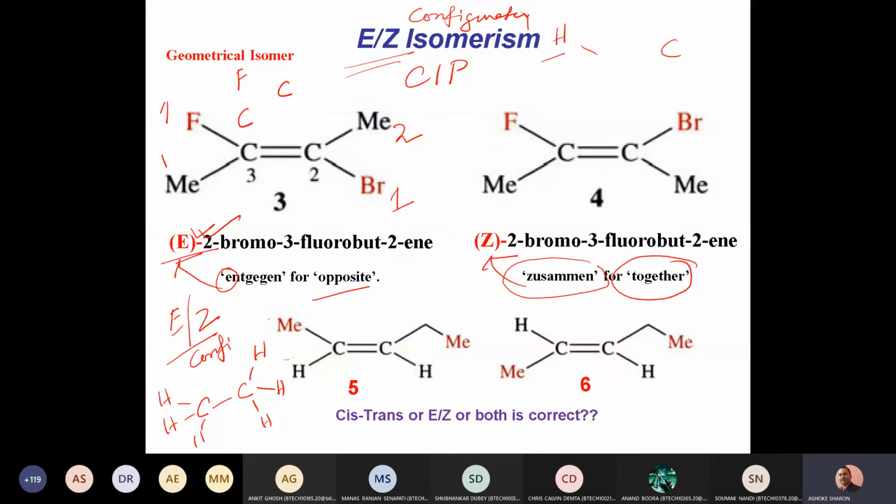So whether these two same priority groups, the first priority groups, are on the same side or the opposite side, that is exclusively answered by E and Z. Cis and trans cannot answer this exclusively. That is the reason that for 3 and 4, we cannot say cis or trans. That's why in the name, in the case of, you see here, we have exclusively written Z.